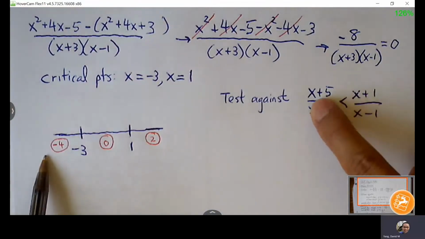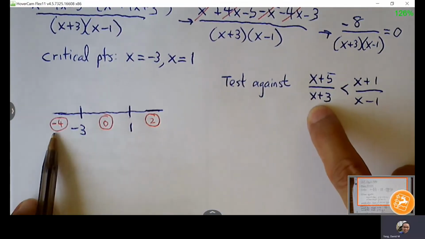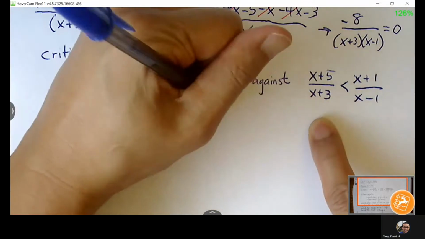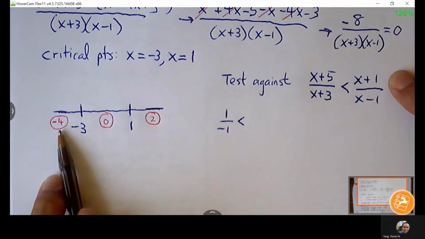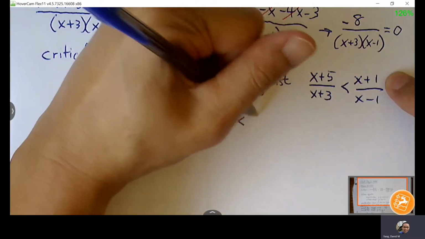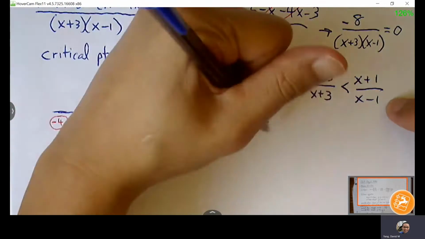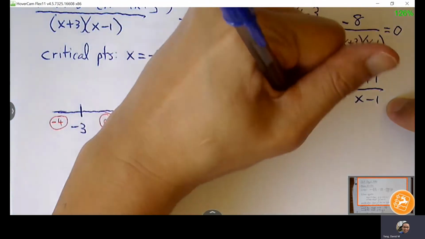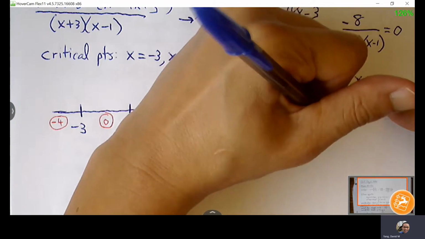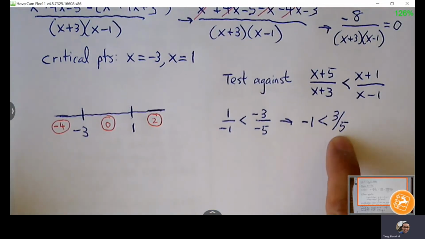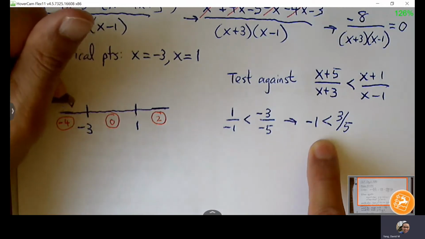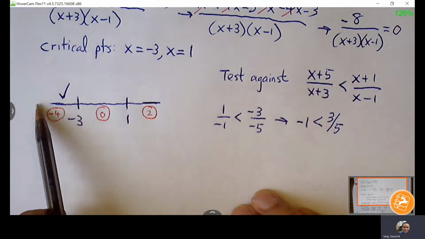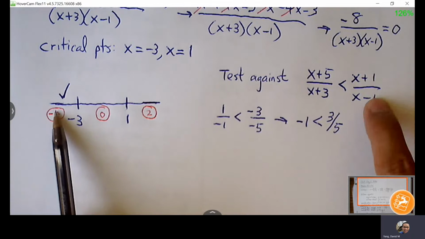So -4 plus 5 is 1. -4 plus 3 is -1. Is that less than -4 plus 1, which is -3, and -4 minus 1, which is -5? So is -1 less than 3/5? That is a true statement, right? We know a negative is always going to be less than a positive number. So this is a true statement. I'll put a check mark next to it. We know anything in this interval will be good to go. Any number I can think of will make that a true statement.